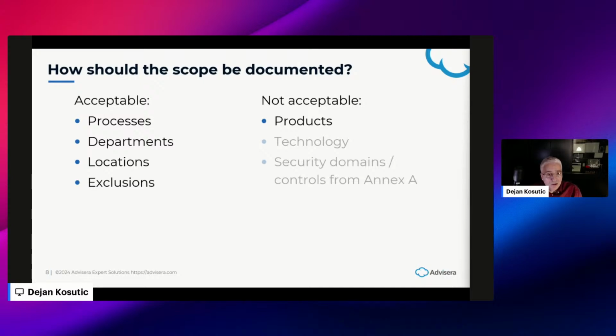this product. You also cannot define the scope around technology. You cannot say that your scope is a particular server. It's not going to be acceptable. And you also cannot define in the scope what are the controls from Annex A. Why? I'll actually show you this in the next slide, because you actually select the controls not when you define the scope, but later on once you complete your risk assessment. So this is why you cannot define the controls which are included in the scope document.